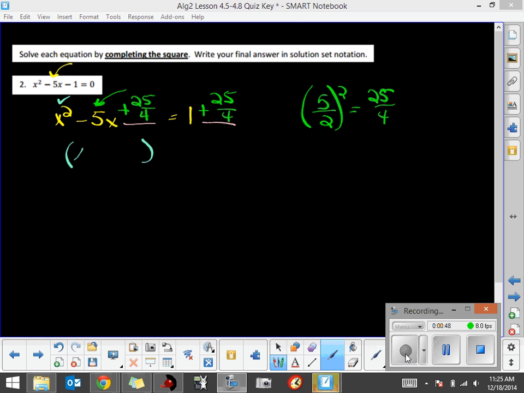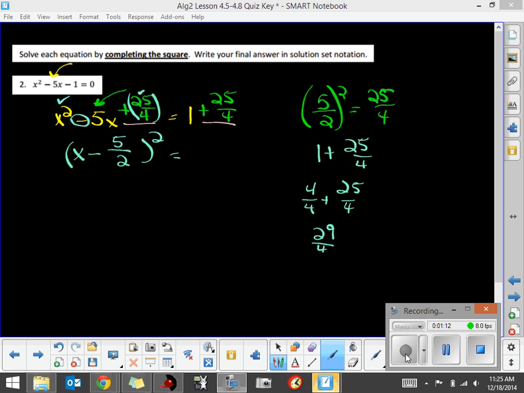which means we're going to take the square root of x squared, which is x, keep the sign the same, which is minus. We're going to take the square root of 25/4. So the square root of 25 is 5, and the square root of 4 is 2. So that's our binomial squared equals, and now it's 1 plus 25/4. So 1 plus 25/4 is the same thing as 4/4 plus 25/4, which is the same thing as 29/4. So I'm going to replace that with 29/4, and then we're going to run through and solve it for x.